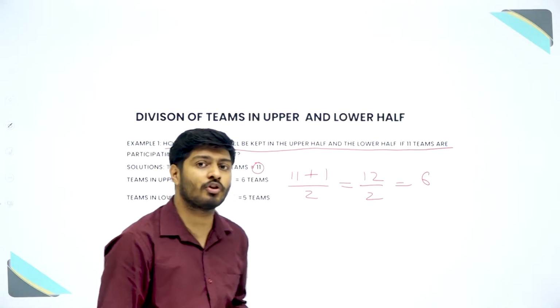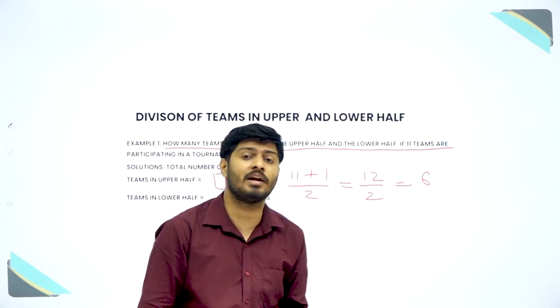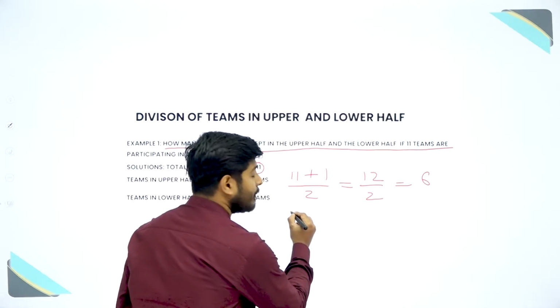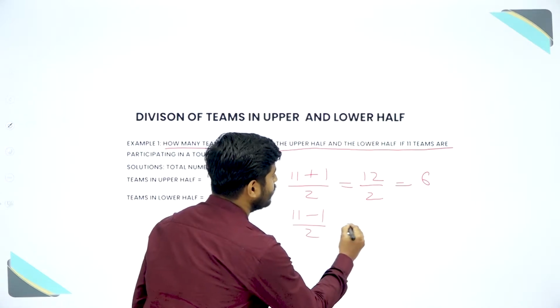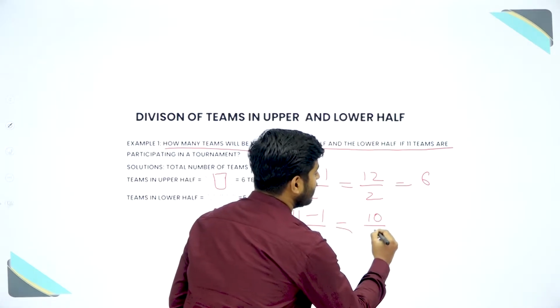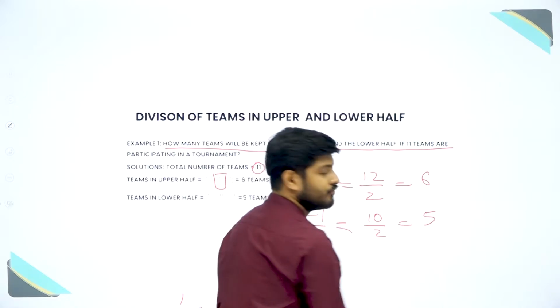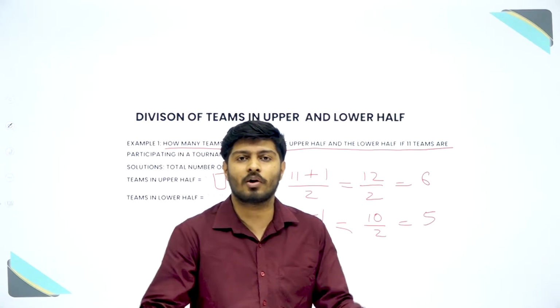So what is the formula for the lower half? (N minus 1) divided by 2. So what is the formula again? Applying the formula, (11 minus 1) divided by 2, you get 10 divided by 2, that is 5. Clear? I hope the concept is clear.